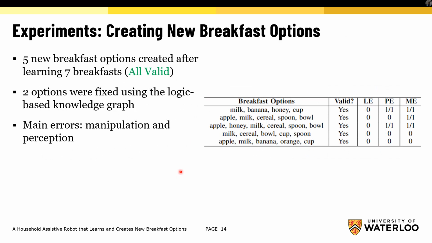We then performed an experiment to test the ability of the robot to set up new breakfast options. For this, we asked the robot to set up 5 new breakfast options, and we realized that all of them were valid options. However, 2 of those 5 options were fixed by using the logic-based knowledge graph because the pseudo-latent variables were invalid before. And again, the main sources of errors were the manipulation and the perceptual errors.